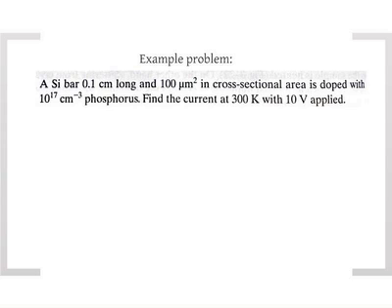It's doped with 10 raised to 17 per centimeter cubed, so donor concentration. Phosphorus is a donor, per centimeter cubed of phosphorus. Okay, it has an extra electron. Find the current at 300 Kelvin with 10 volts applied. Very straightforward question, right? You should be able to do this now. Temperature is 300 Kelvin, so that's room temperature. And we are just applying a voltage, just like we saw in last class, of 10 volts.